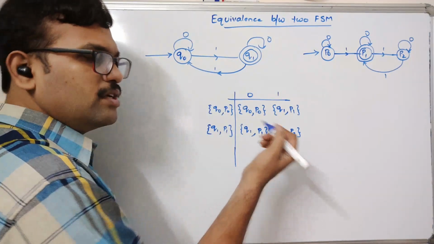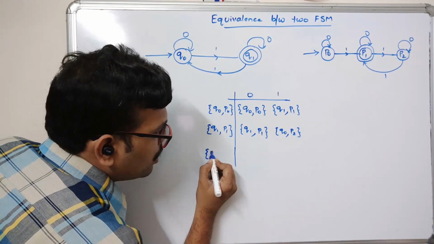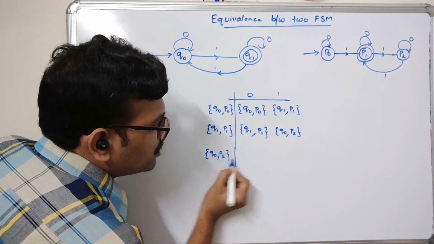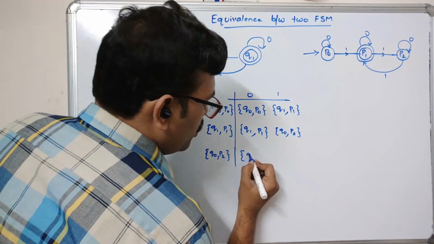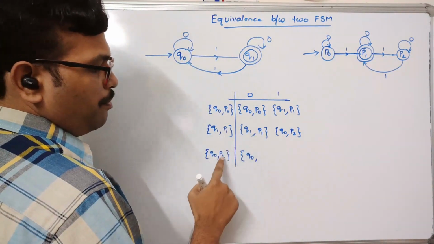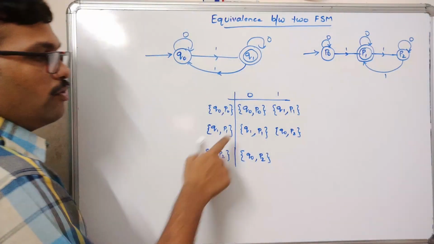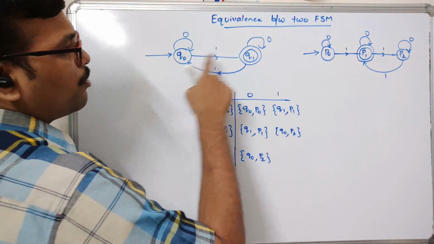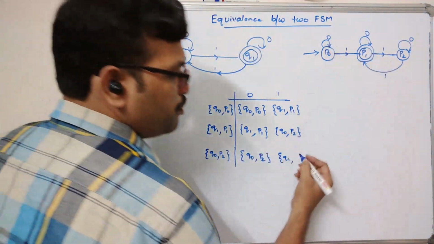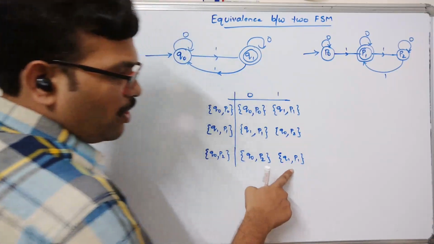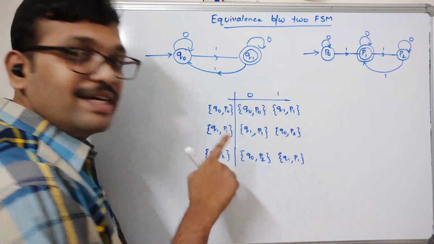Now this is a new state, so find out the transition over 0 and 1 for this new state. So I am going with this one, Q0 and P2. Q0 upon 0 moves to Q0, P2 upon 0 moves to P2, the same state. Now 1. Q0 upon 1 moves to Q1, and P2 upon 1 moves to P1. So this is an already available state. So you can see there is no new state formed here.